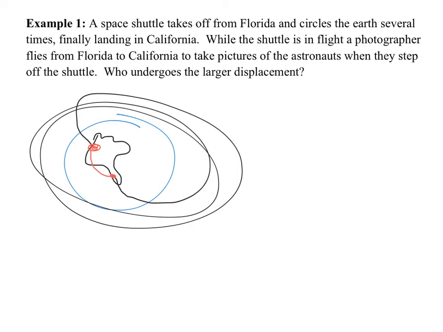Distance is the path traveled. So if I do this, ready? I walk to here. My displacement is positive 5 meters. My distance traveled is positive 5 meters.